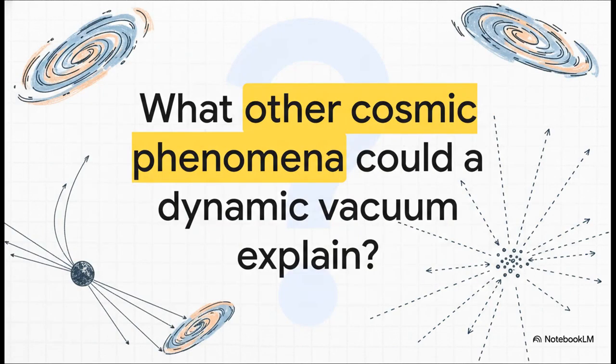And so we're left with this final, really tantalizing question. If gradients in the vacuum can successfully explain how galaxies rotate, what else could this dynamic vacuum be responsible for? Could it also explain things like gravitational lensing, or maybe even the accelerated expansion of the entire universe? This theory really opens up a completely new way of looking at the cosmos.